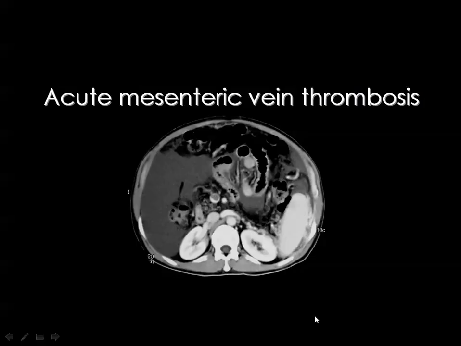The diagnosis of mesenteric vein thrombosis is also easy during the usual contrast enhanced CT scan of the abdomen. Here you can see the superior mesenteric artery, and this is the vein, and the vein is partially opacified, denoting the presence of a thrombus inside the vein itself. And the patient also had some ascites, as you can see.